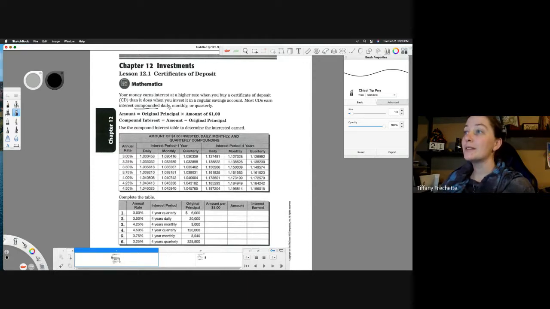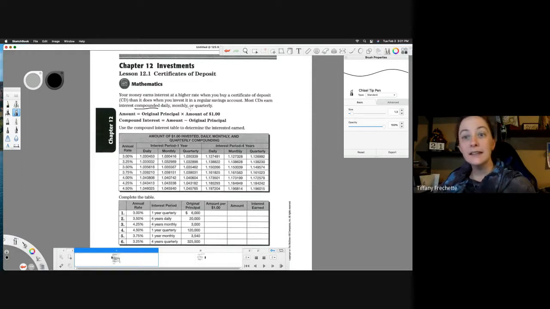So if it's compounded daily, it means every single day it earns interest, and then it's added into the account, and tomorrow that interest is going to start earning interest with the rest of your money. So it becomes your money and it earns interest. And then it's going to be added at the end of the day, and the same thing. So it cycles every single day.